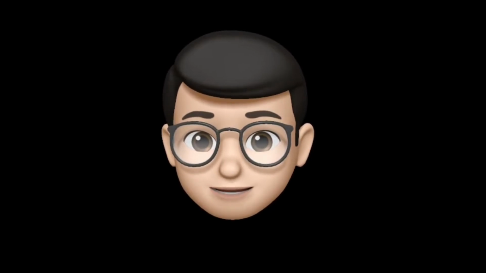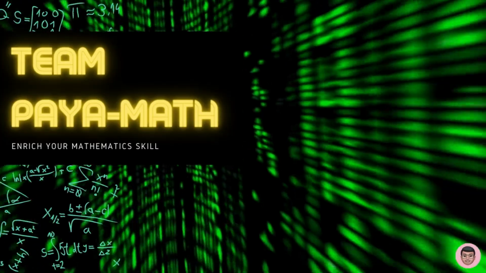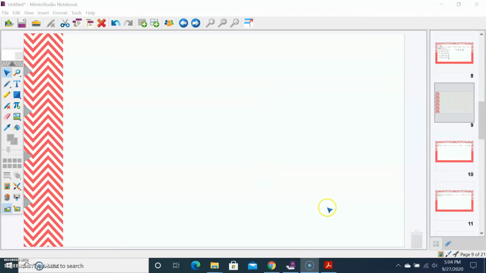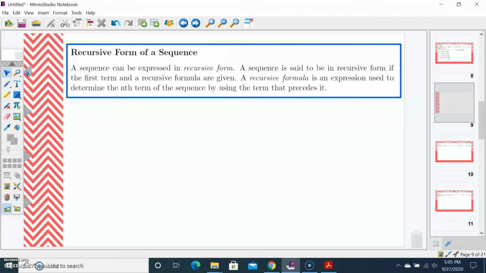For our topic for today, let's have this video! So, in our previous discussion, we already know the formal definition of a sequence. As we all know, we can express or look for a sequence given a function or defined by a function. Now, we're going to learn other forms of a sequence. So, let's have first the recursive form of a sequence.